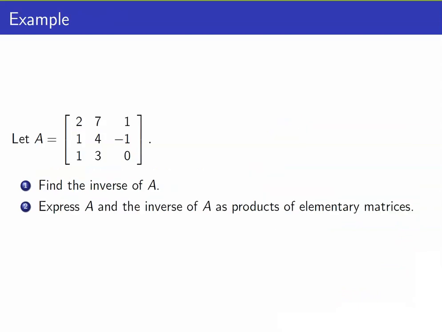Let me illustrate that by an example. We have a matrix A here. Let us compute the inverse of A. Upon doing that, we can also express A and the inverse of A as products of elementary matrices. The first thing that we need to do is to form this augmented matrix. Augment the identity matrix with your A, and then we will perform row operations to get the identity matrix over here. Okay, so first I will interchange rows 1 and 2.